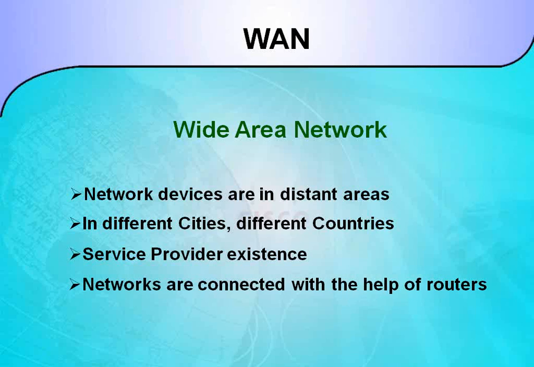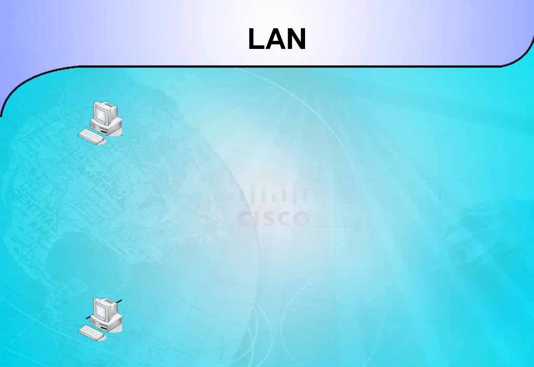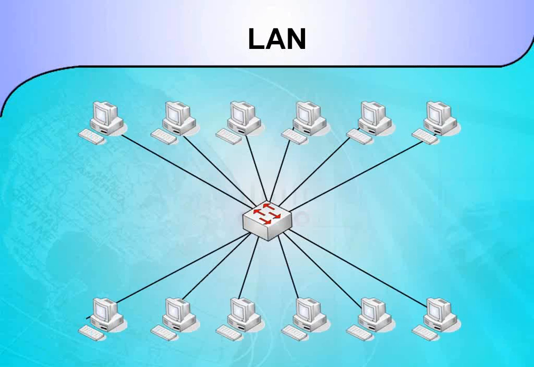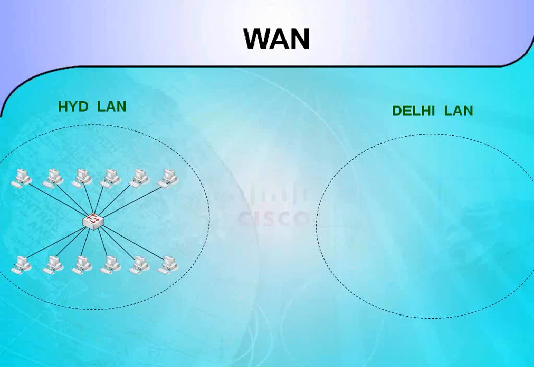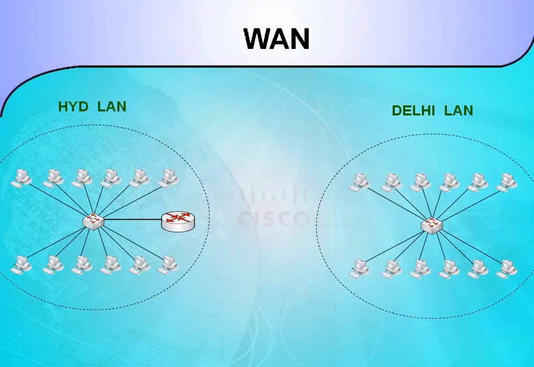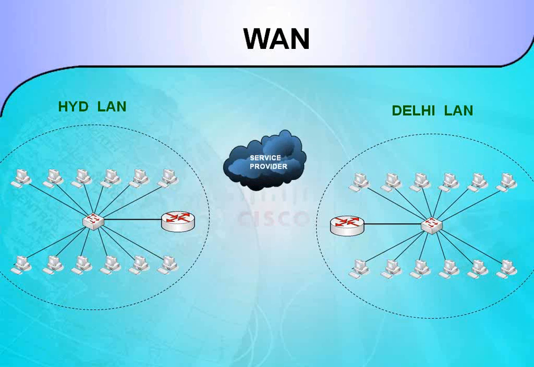So networks are connected with the help of routers. Usually whenever distance and different networks come into the picture, we use a device called a router. Let's see a LAN. LAN forms like this and WAN forms like this. Usually in a WAN you are trying to connect two LANs which are in distant locations. Say you maintain one LAN in Hyderabad and another LAN in Delhi, and you connect both of them with the help of the service provider.